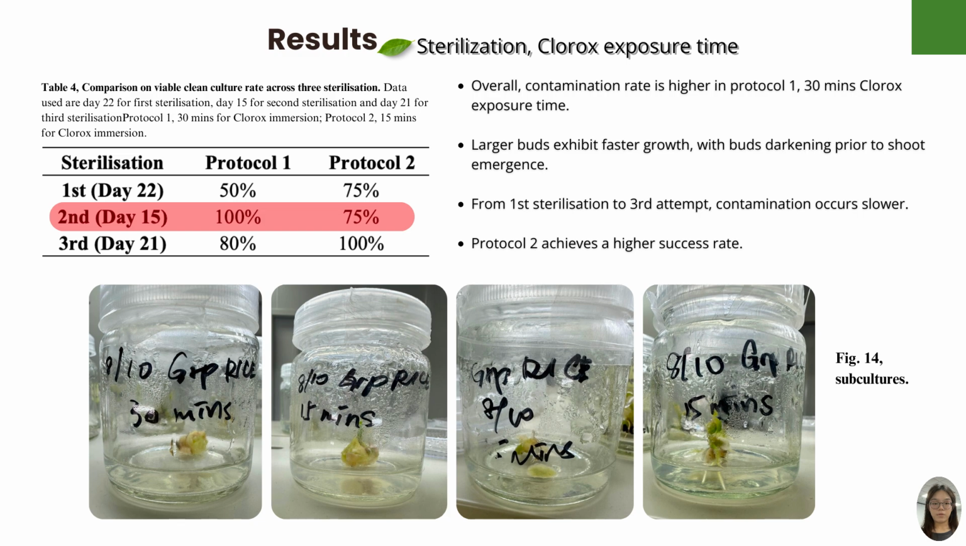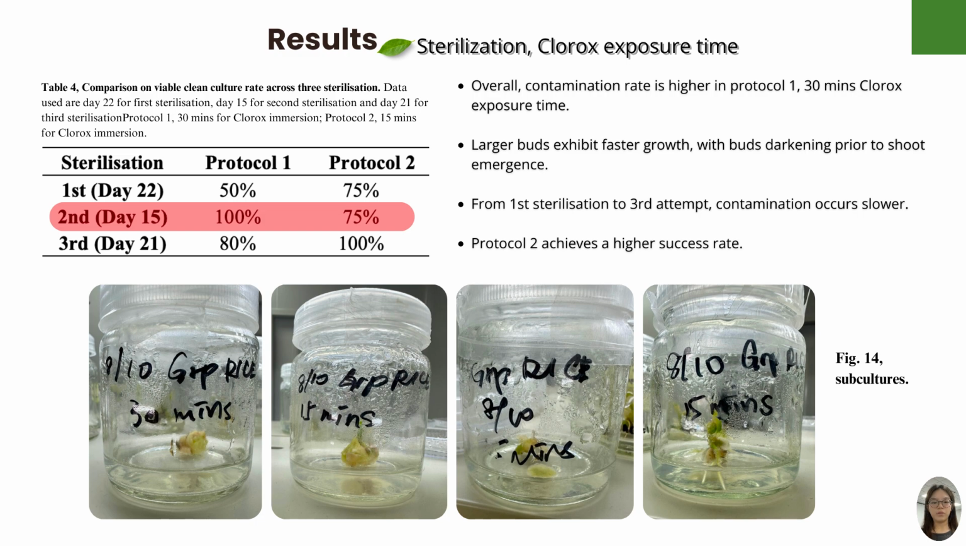The summary for the sterilization result is that the contamination rate is higher in Protocol 1, which is the 30 minutes of Clorox exposure. Other than that, we also observed that the larger buds exhibit faster growth, and the buds that were small won't develop shoots even when cultured for many days. At the same time, the contamination rate is lower from the first attempt to the third attempt, indicating that our hands-on skill had improved over time.